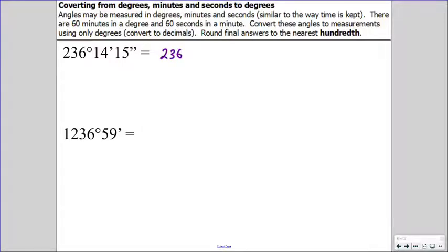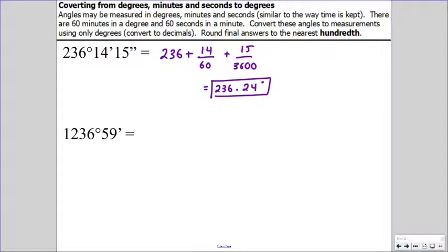We've got our full set of degrees here, 236. To that, we're going to add 14 over 60 and then 15 seconds over 3,600. So if you just take a second, type all of that into your calculator, our final answer here should be 236.24 degrees.